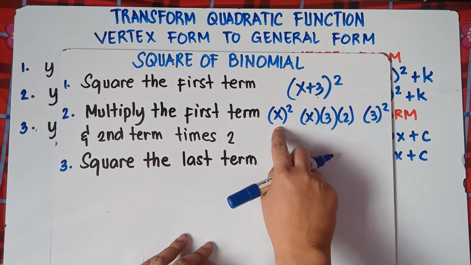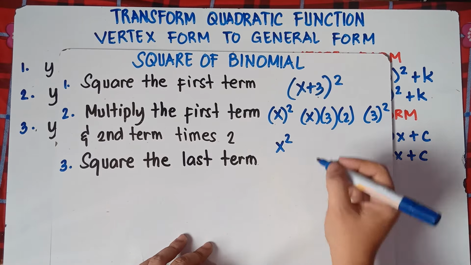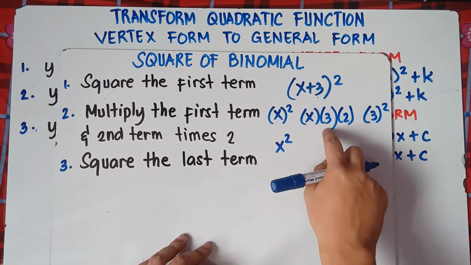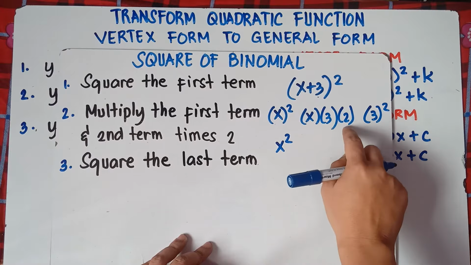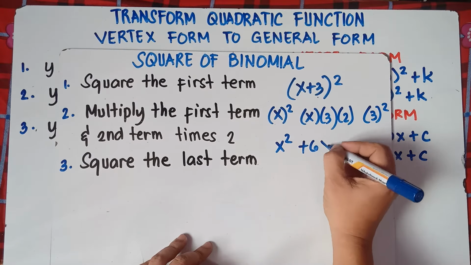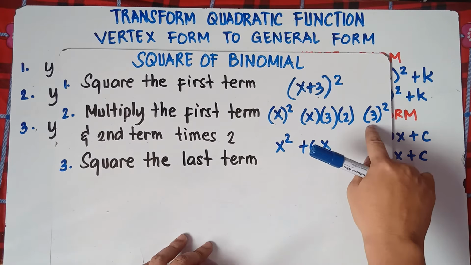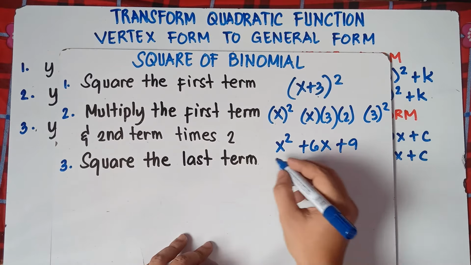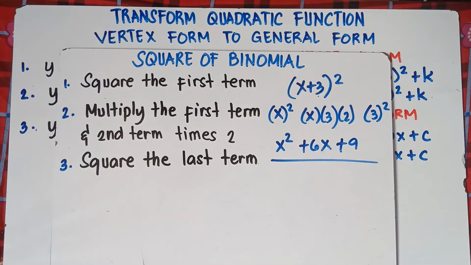So square the first term, x times x, that is x squared. You multiply the first term and second term times 2: x times 3 is 3x, times 2 is positive 6x. Then you square the last term, 3 squared means 3 times 3, that's positive 9. And that's it, class. You just answer it right away. Easy, right?